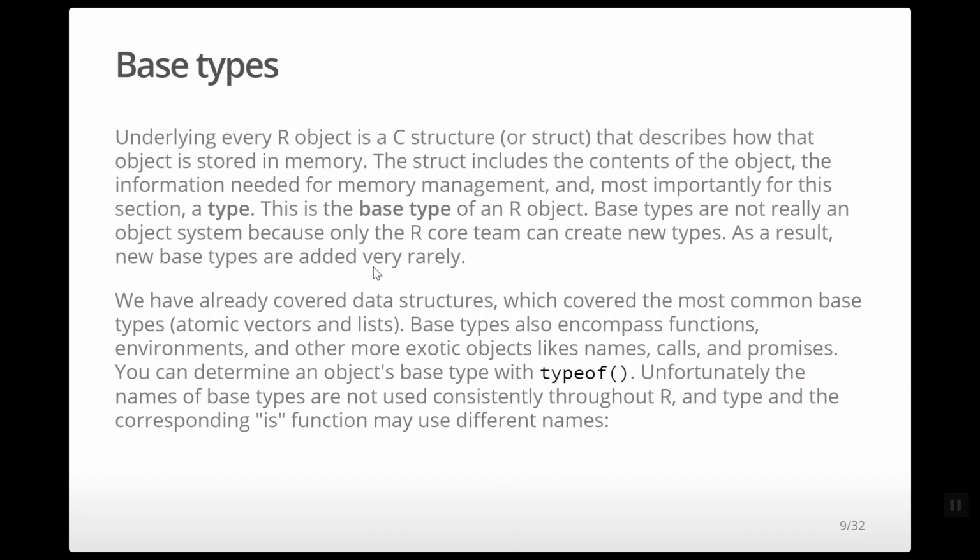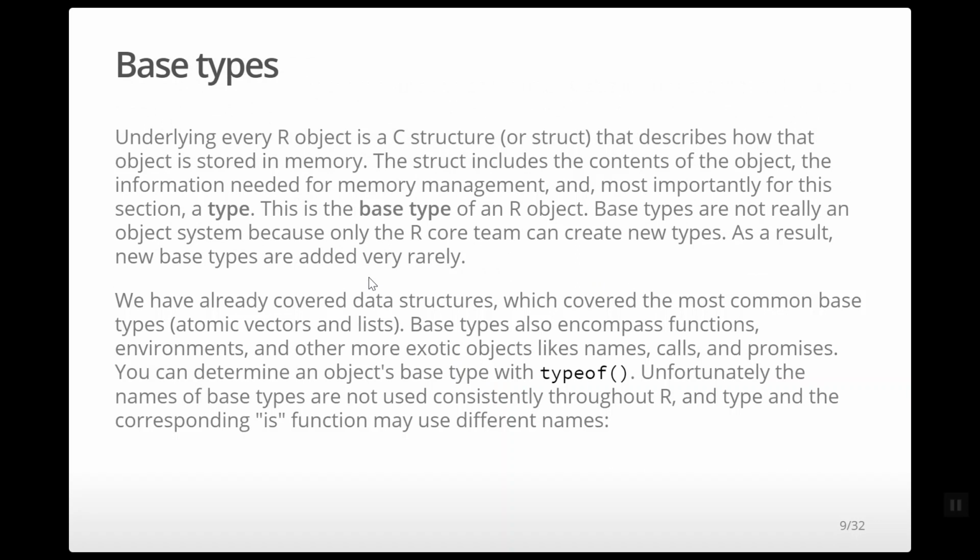Okay, so those base types which we covered: the logical, the integer, the double, the character, the complex, the raw, and then you have the list and the function or the closure. Those are your base types, and there's a few other ones like the promise and things like that. But those are the base types that exist in R. We are not allowed to create new base types, okay? So we've covered all of this stuff.